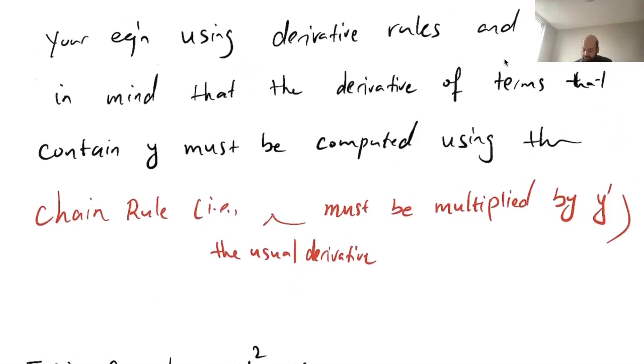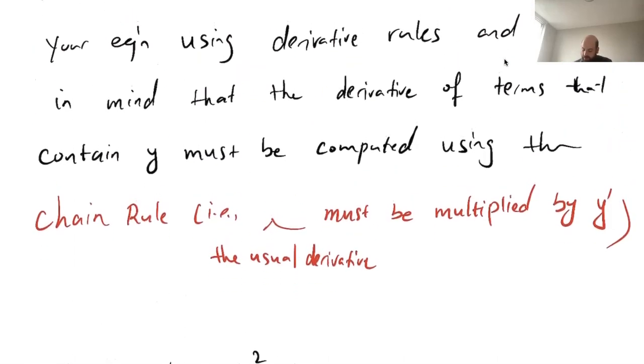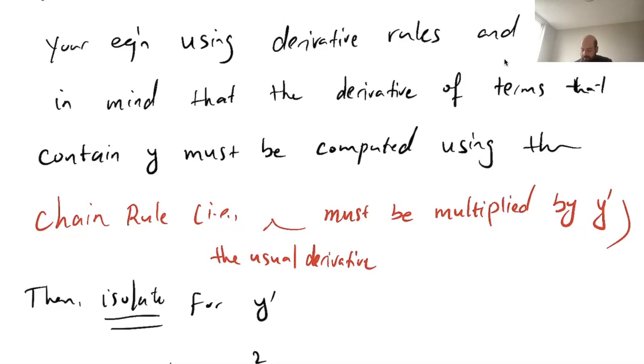Before moving on to the next example, have in mind that the derivative of terms that contain y must be computed using the chain rule. And then remember, we wanted to find y prime. Then isolate for y prime, and solve for y prime.